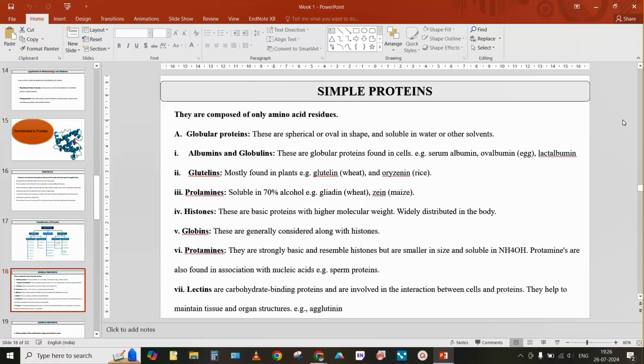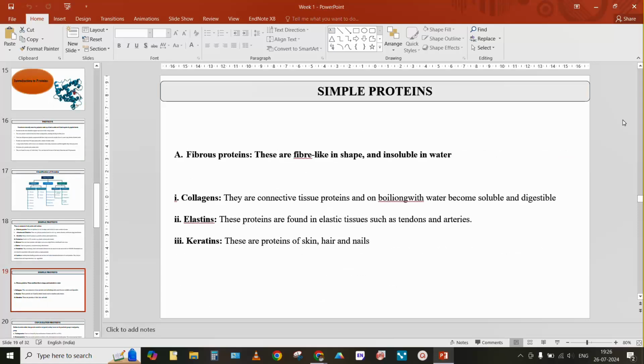Okay. The next class is fibrous proteins. These are fiber-like in shape and insoluble in water. The examples are collagens, which are connective tissue proteins. On boiling with water, they become soluble and digestible. The other is elastin. These proteins are found in elastic tissues such as tendons and arteries.